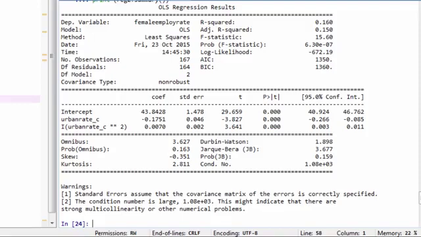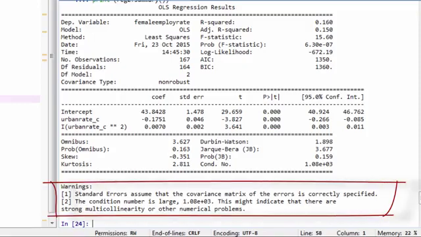In addition, we see that the R-square increases to 0.16, which means that adding the quadratic term for urban rate increased the amount of variability in female employment rate that can be explained by urbanization rate from 9% to 16%. Together, these results suggest that the best fitting line for this association is one that includes some curvature.